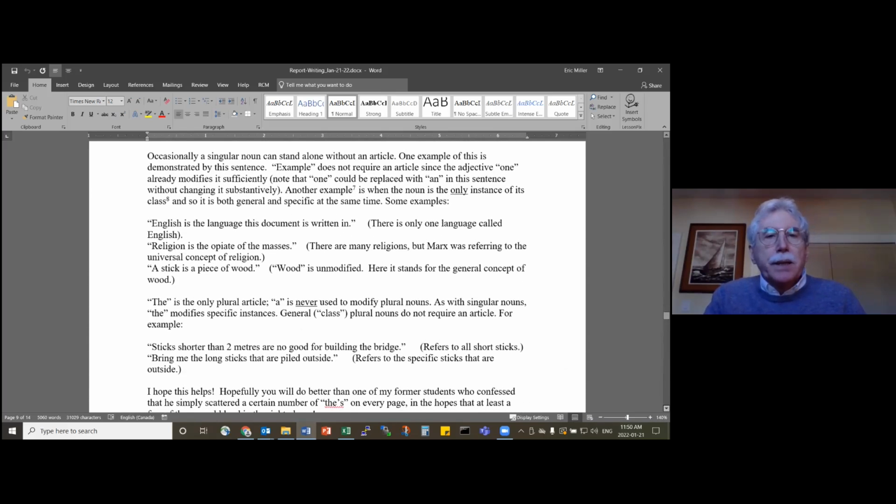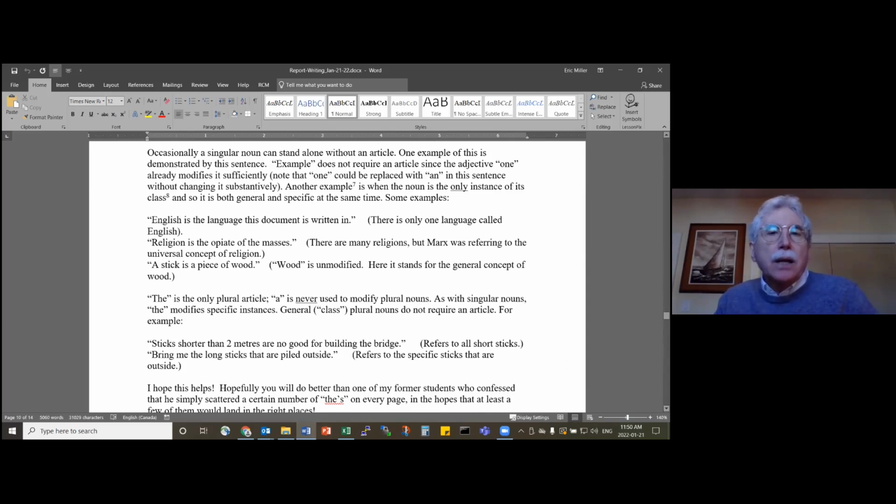Now, exceptions. Singular nouns can stand alone without an article if they're already being modified by something else. One example is: I write, "One example of this is demonstrated by this sentence." I don't say "an example." Example doesn't require an article because the adjective "one" is modifying it.